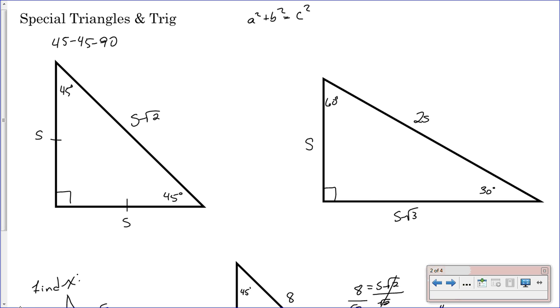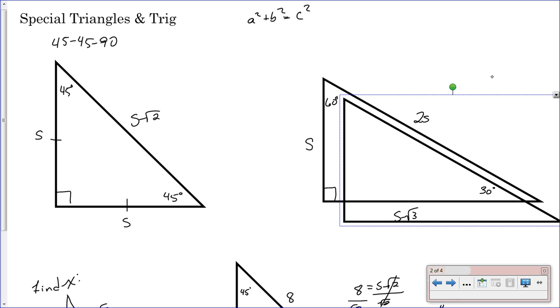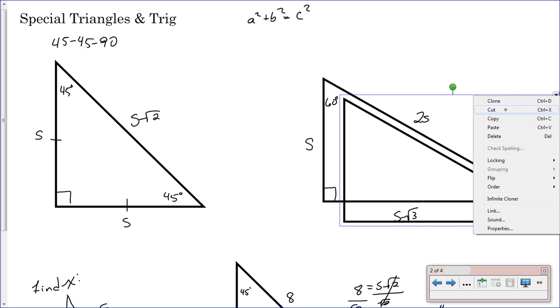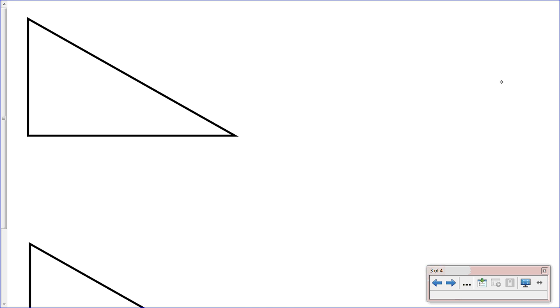All right, now let's work a couple problems with this. Oops, that's not what I wanted to do. Cut. Let's go to a new page. Oh, look, they're already here. Forgot I did that. All right, so here's our 30, 60, 90 triangle.